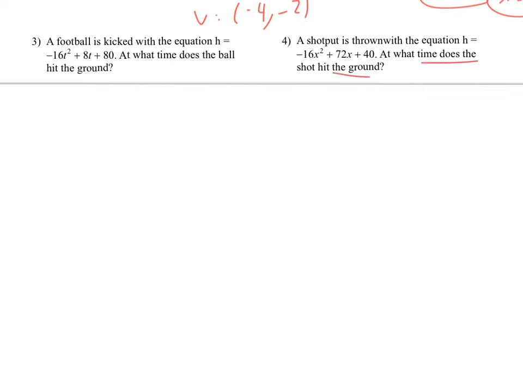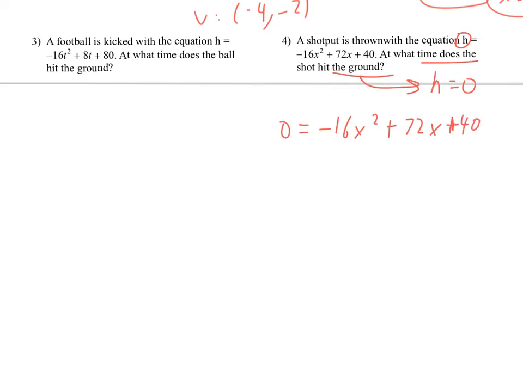All right, next up here it says this object is thrown with this equation, and it says what time does it hit the ground? And so I need to interpret that hit the ground would be a height of 0. So I'm going to turn height into 0 is what I meant to say. And so I have my equation here, and so now I can try to factor it.